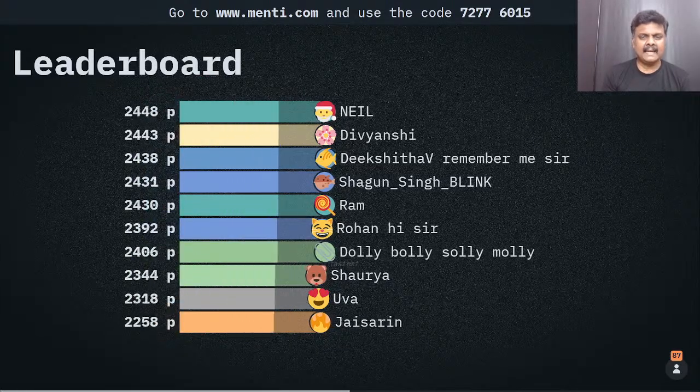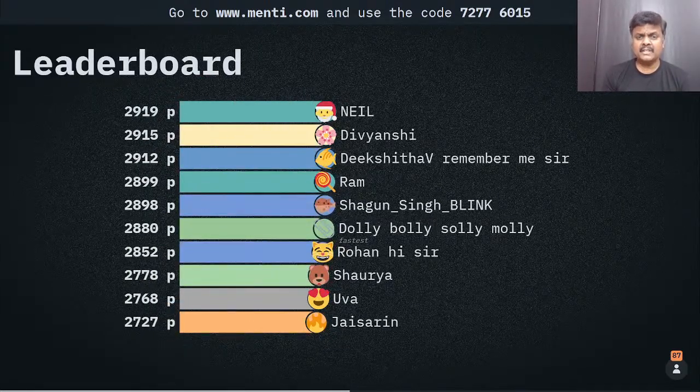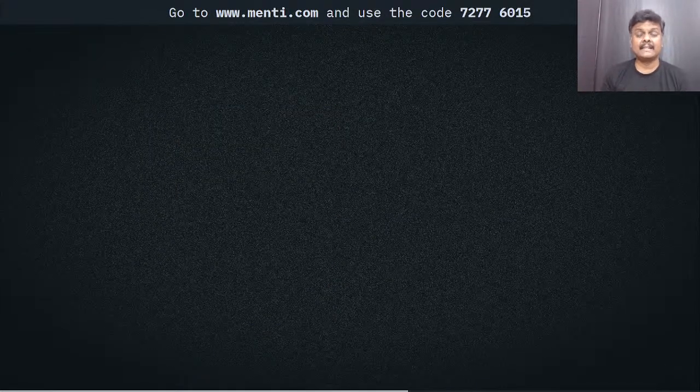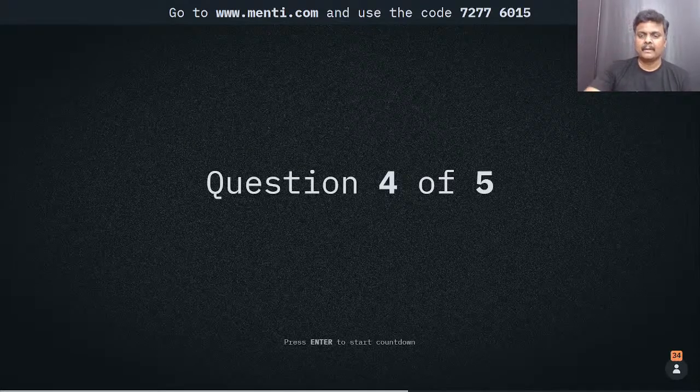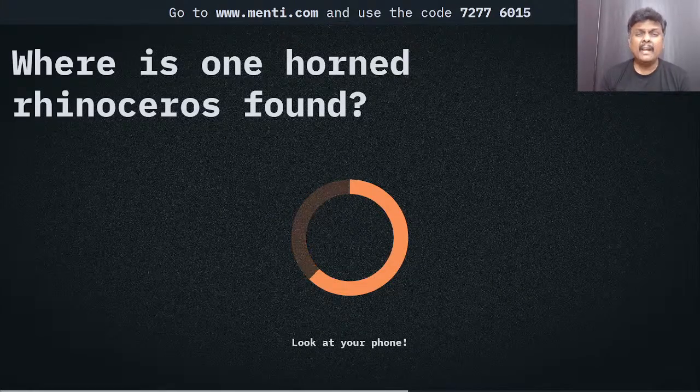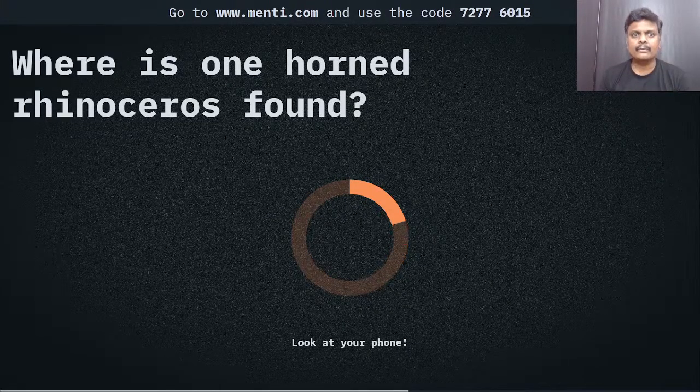So, Neil at the top, followed by Divyanshi, Dikshita, Raman, Shagun, top five. Jolly, Bolly, Solly, Molly is 6. Rohan, Haiveta, Shaurya, Uwa, and Jaisaran. 6, 7, 8, 9, 10. Question 4. Here it is. Guys, after this it is the fourth question, only one more. Where do you see the one-horned rhinoceros?